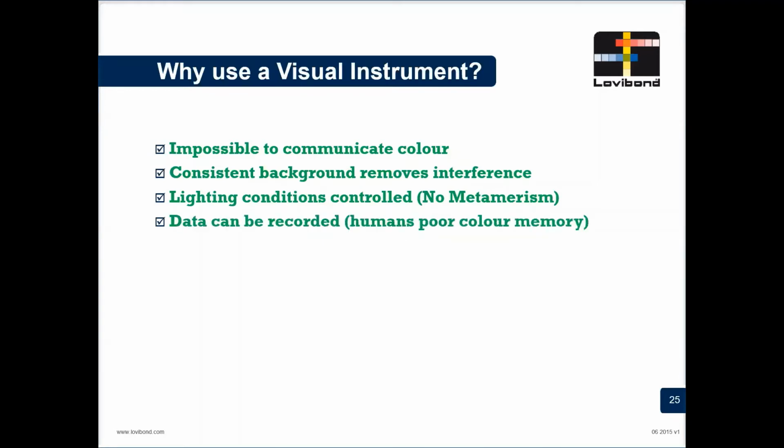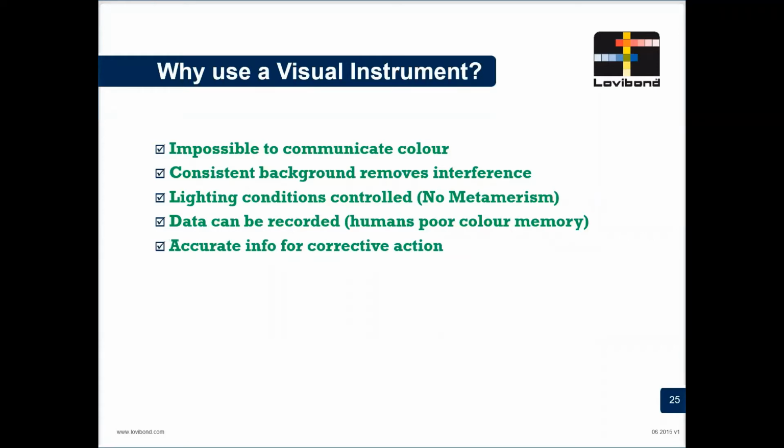And we're using an instrument so that we can actually record what that color is. Our memory of color is not that good. When you take your holiday photos and you say, oh yes, the sky was blue, the sea was a nice greeny blue color, actually, when we get back home and try and remember that, we overemphasize the color. We like our colors to be much more saturated than they actually were in real life. So our memory of color is not good.